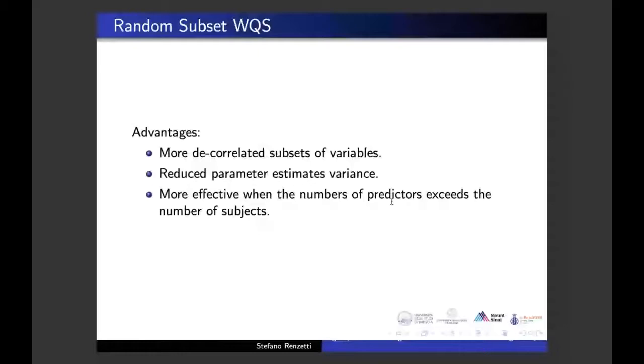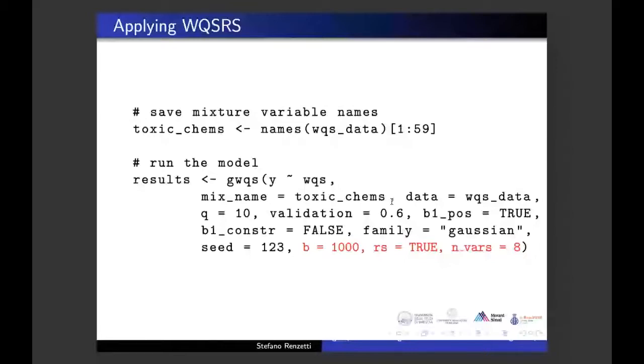Here is a code example. We can still save the names of the variables that we want to include in the mixture, and we can still use the gwqs function. We need to specify the option rs equal to TRUE, and the number of variables to be included in each subsample through n_vars equal to 8. So here we are including 8 variables. And we can increase the number of iterations to be sure that every variable is included enough times. The default value for n_vars is the square root of the number of elements in the mixture. And usually we suggest setting b equal to 1000 in this case.